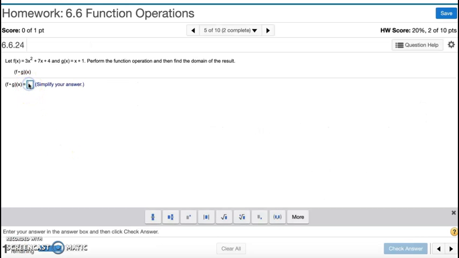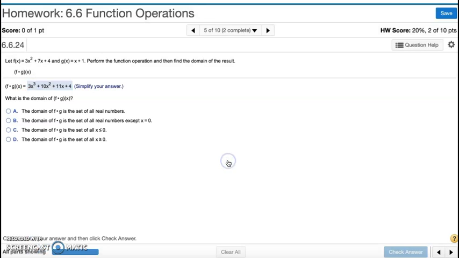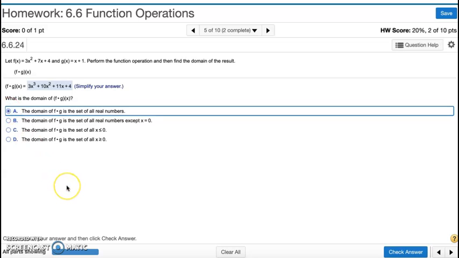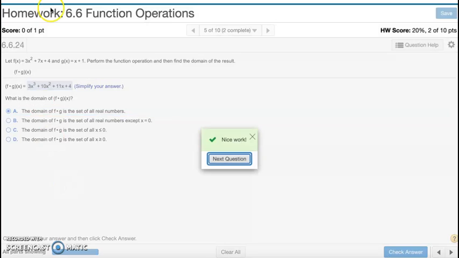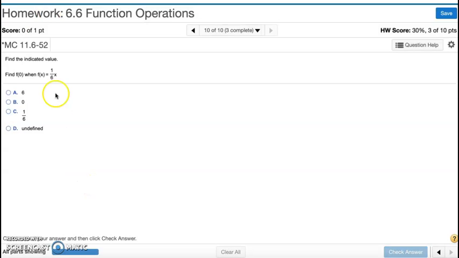So let's type that in. So we have 3x to the third plus 10x squared plus 11x plus 4. Now the domain, since I could substitute anything in for x and get a true value as an output, it will be all real numbers for my domain. And that's number 5.